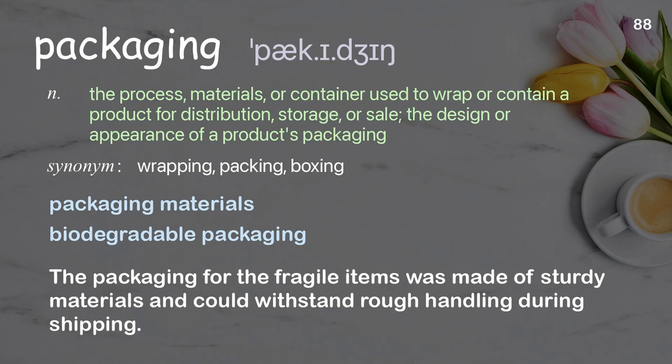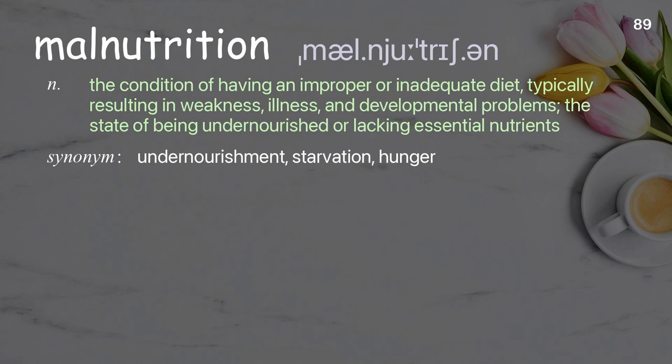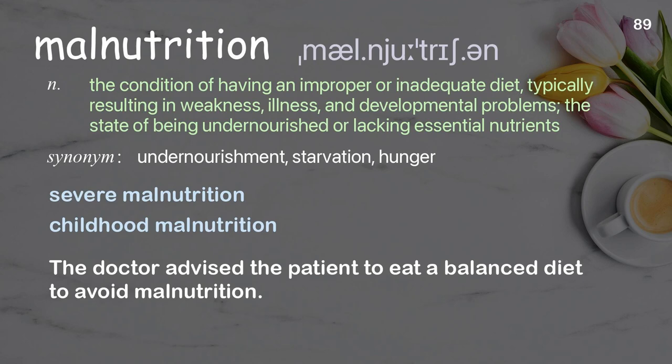Malnutrition: the condition of having an improper or inadequate diet, typically resulting in weakness, illness, and developmental problems; the state of being undernourished or lacking essential nutrients. Examples: severe malnutrition, childhood malnutrition. The doctor advised the patient to eat a balanced diet to avoid malnutrition.